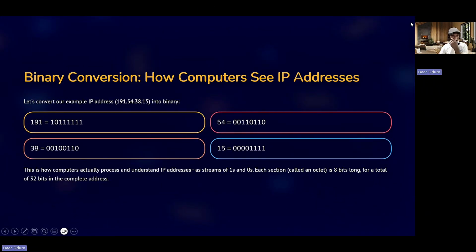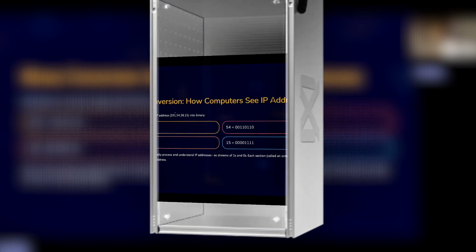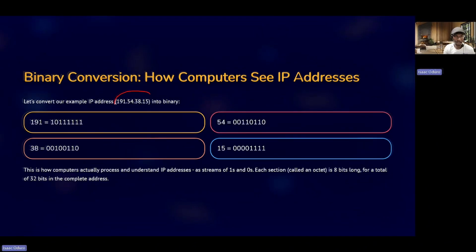Good. Now, we are going to convert some customer IP also to binary, which is another way of writing the IP address. Let's see how we can convert 191 into binary. So you may have an IP address like this, and this is not how the device understands the IP address.